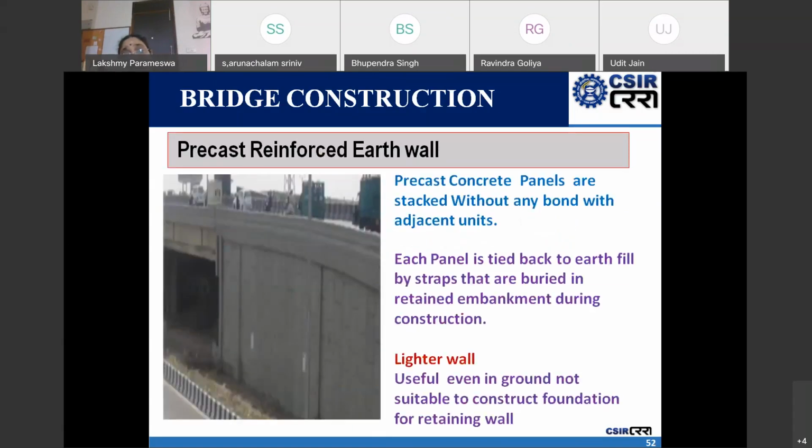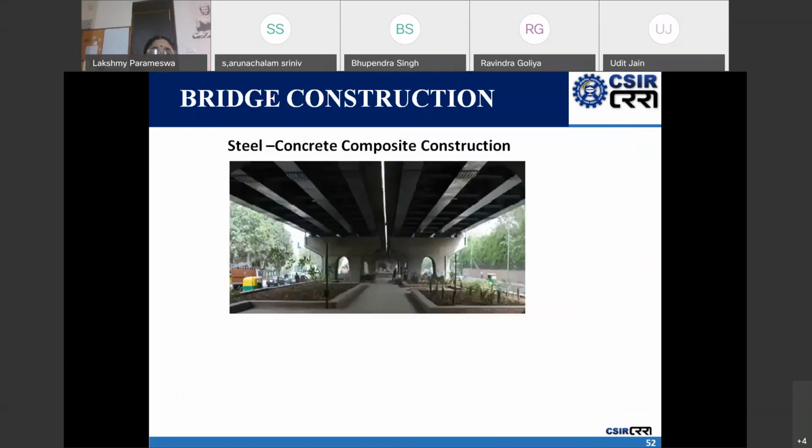Another precast element we use is for the RE wall of the flyovers. Basically, you must have seen this construction also. These are panels which are tied back to the earth, held by straps that are buried in the retained embankment during construction. They are lighter walls, and can be used even when it is not possible to provide a foundation for a retaining wall. But there are certain advantages and disadvantages, and again the quality assurance during construction is very important.